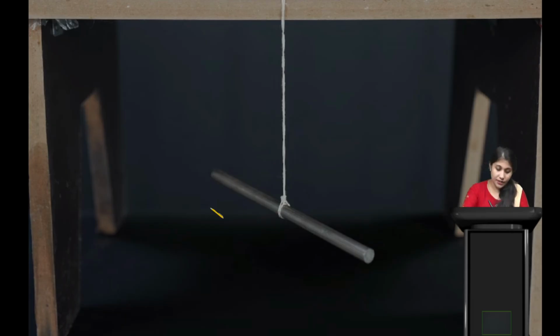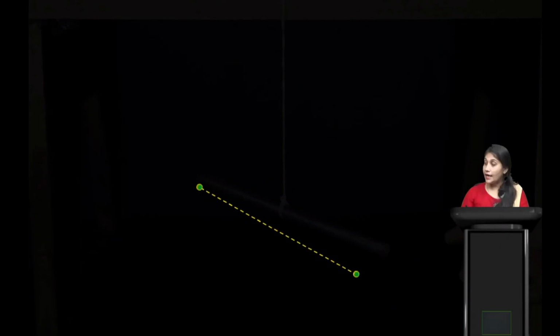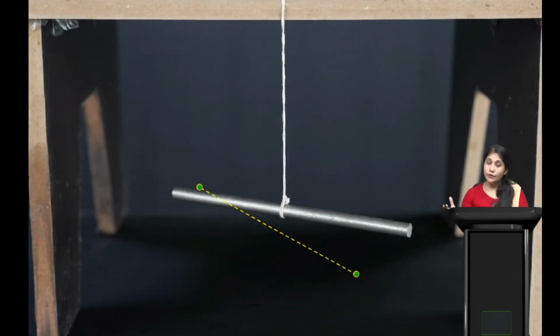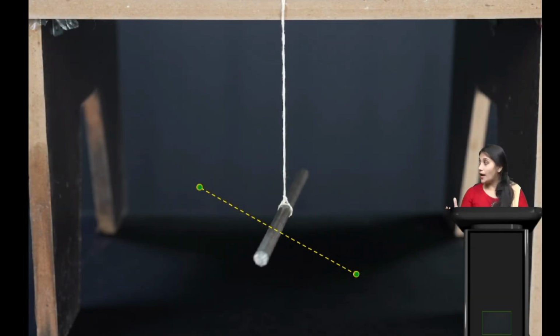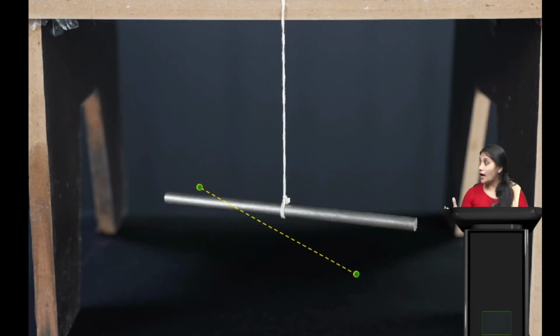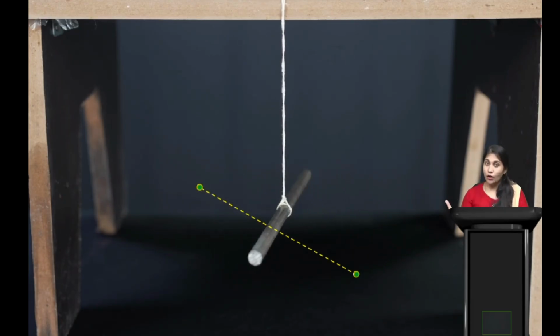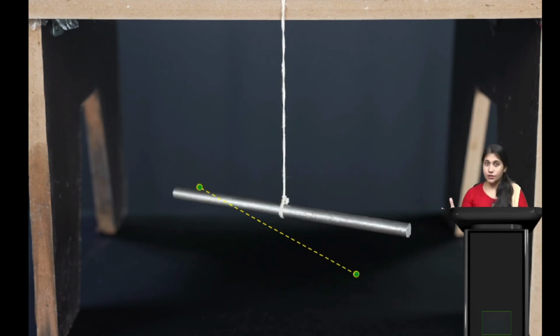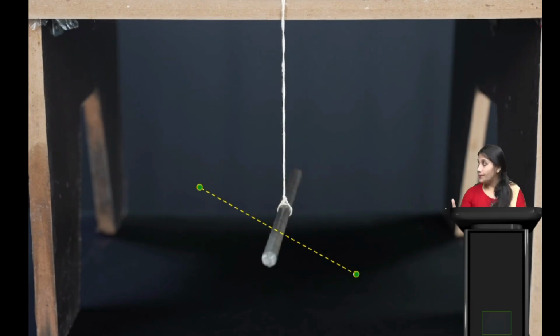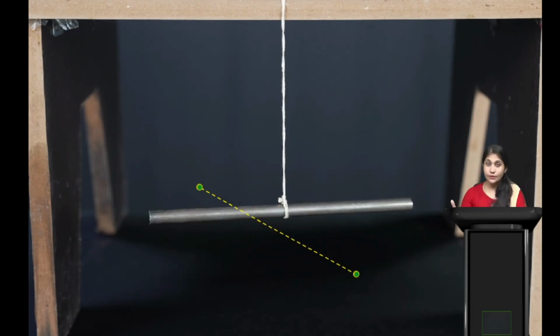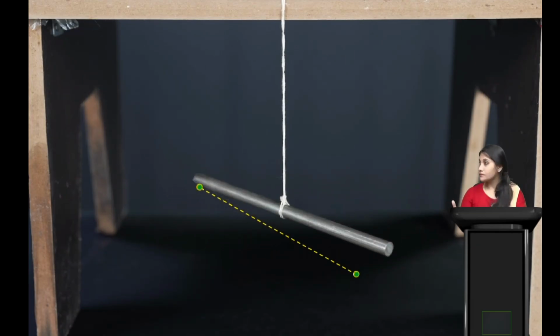See, now it has come to its rest position, which means in this direction the iron rod came to rest, isn't it? And then again what we did? We repeat the same procedure by giving a gentle push to the iron rod, and then again we will wait until the iron rod comes to its rest position. See how the iron rod is rotating, and after some time it will come to its rest position.